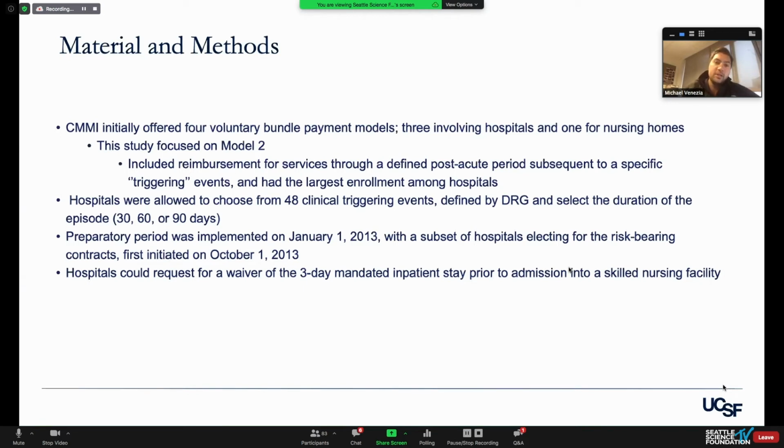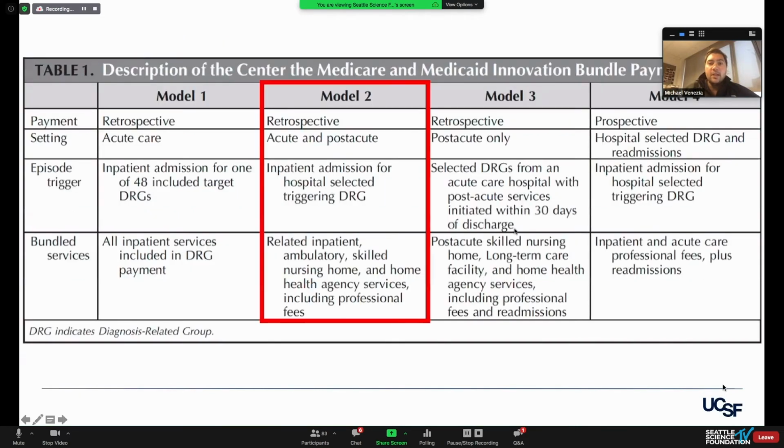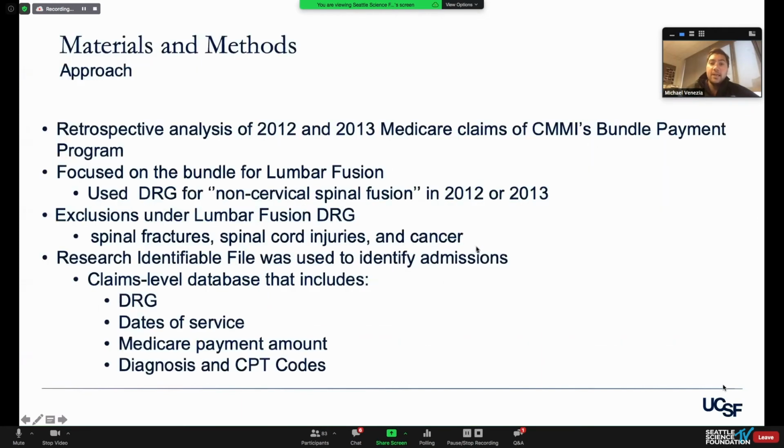There were 48 specific clinical triggering events defined by a DRG, and the selected duration, be it 30, 60, or 90 days. And this is a chart of the models. We're going to focus on Model 2, which included inpatient admission for that selected DRG, and it had related ambulatory care, skilled nursing home care, as well as professional fees bundled into that.